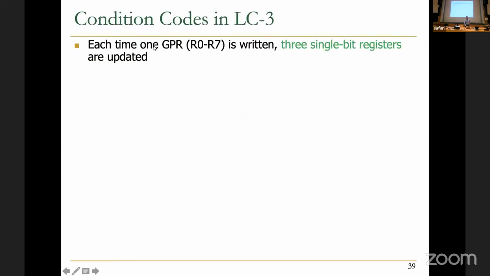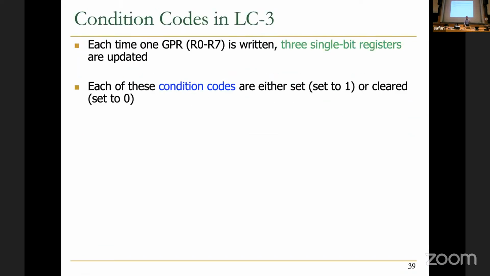So every time an instruction writes a general purpose register in LC3, there are 3 single-bit registers specified by the ISA that are always updated. For example, if you add one value to another and you produce a result, since LC3 has one data type, which is 2's complement integers, the result can be either positive, negative, or 0. And those are our condition codes.